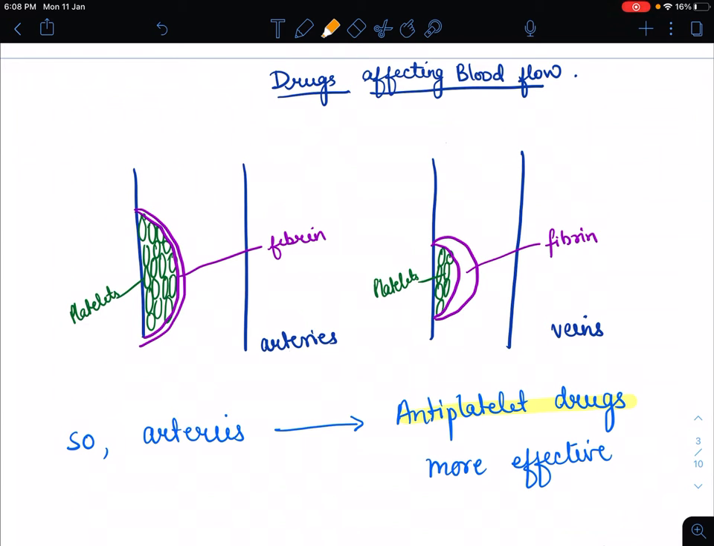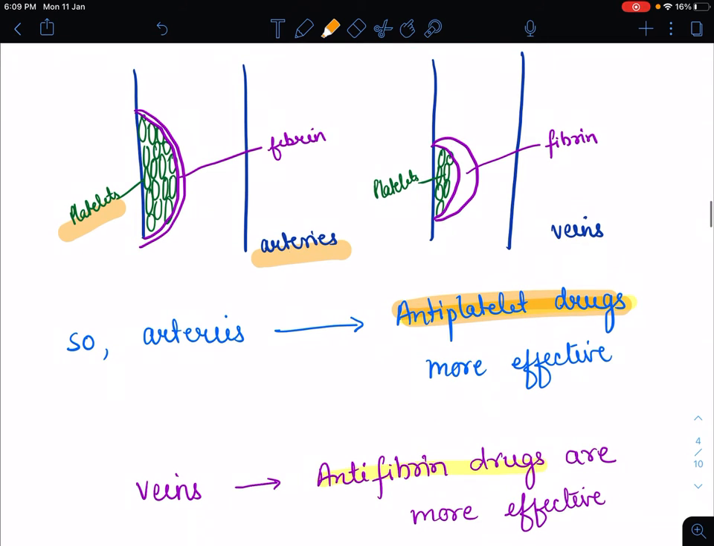So in arteries, if platelets are more in quantity, the more effective drug is the antiplatelet drug. Here I write it: in arteries antiplatelet drugs are more effective, and in veins fibrin quantity is more as compared to platelets. So in veins antifibrin drugs are more effective.